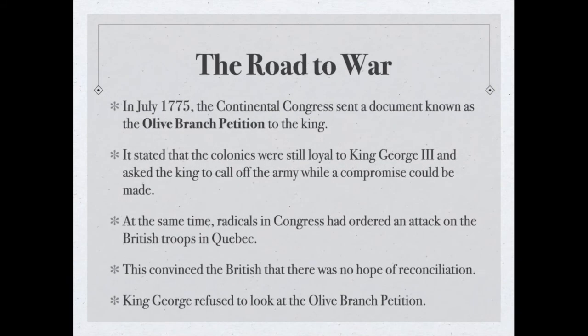In July 1775, the Continental Congress sent a document known as the Olive Branch Petition to the king. It stated that the colonies were still loyal to King George III and asked the king to call off the army while a compromise could be made. At the same time, radicals in Congress had ordered an attack on British troops in Quebec. This convinced the British that there was no hope of reconciliation. King George refused to look at the Olive Branch Petition.